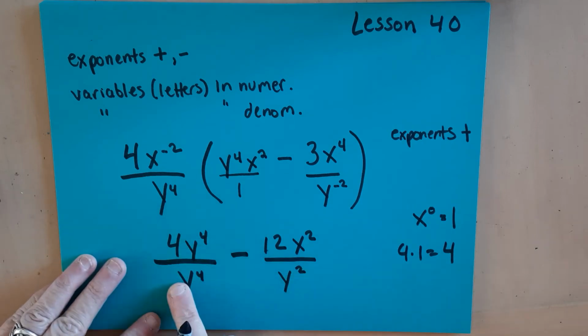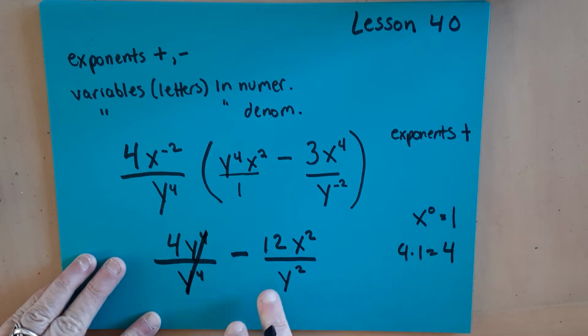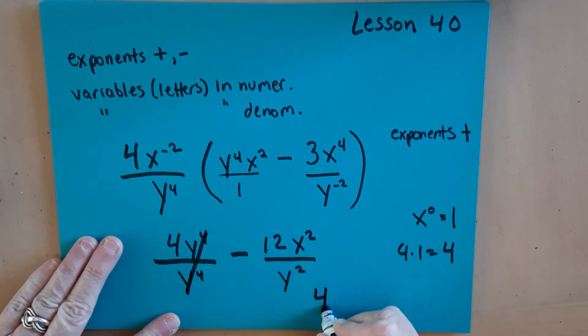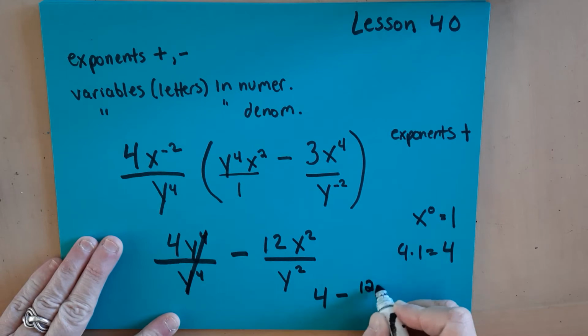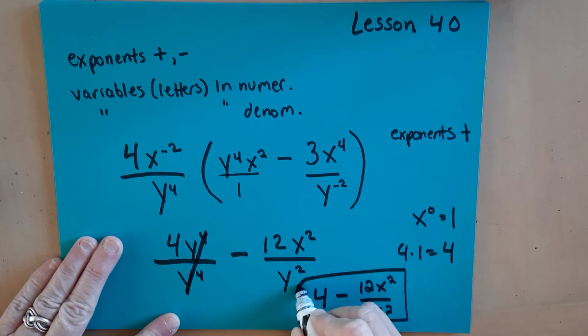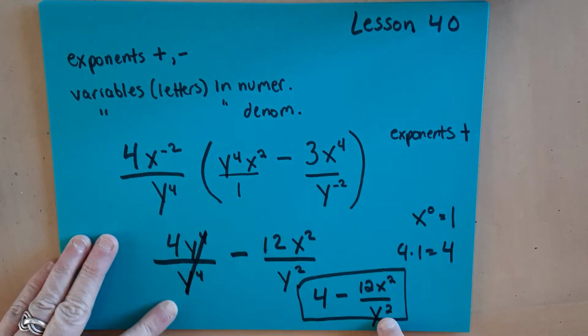Now we can simplify this a little bit farther because these two y to the 4ths cross off. And then it asks us to write all of the exponents as positive. So in this case, they're already all positive. So we can leave our answer 4 minus 12x squared over y squared. So that would be the answer to this distributive problem, writing all the exponents as positive.